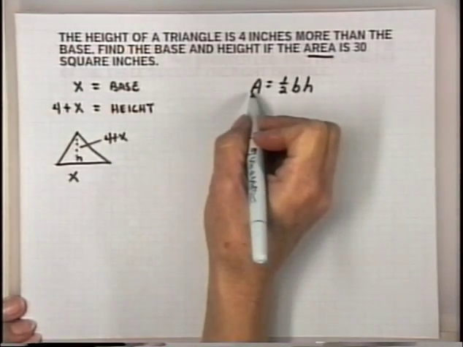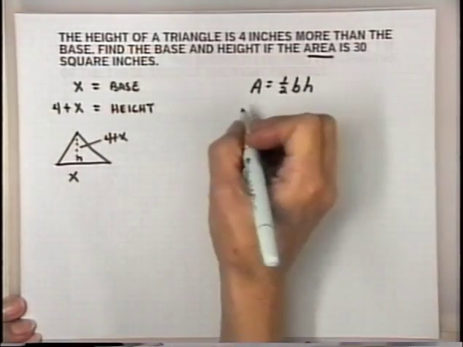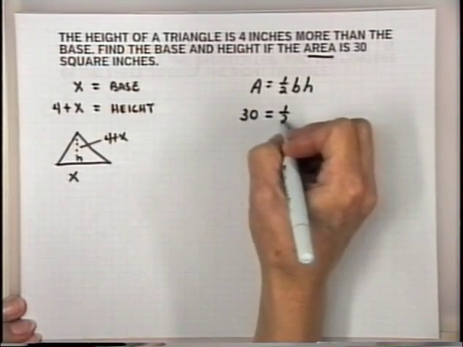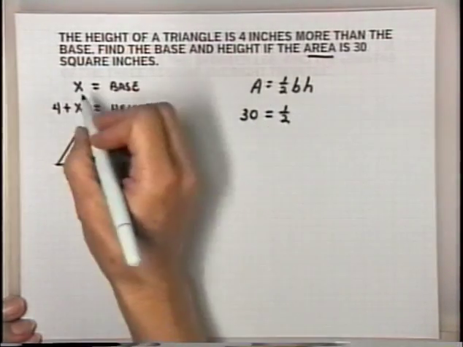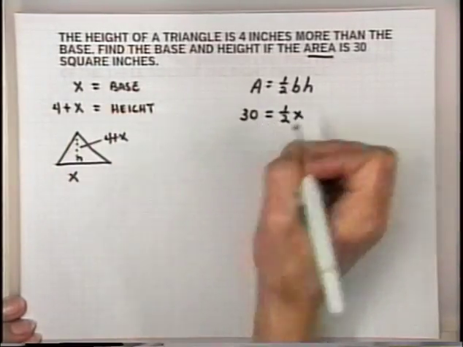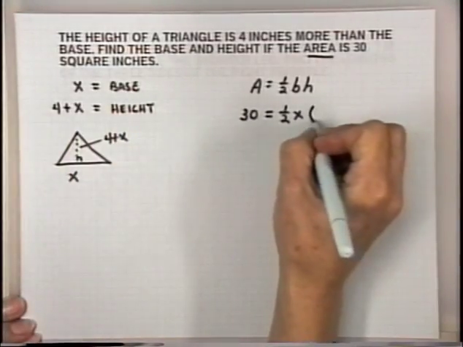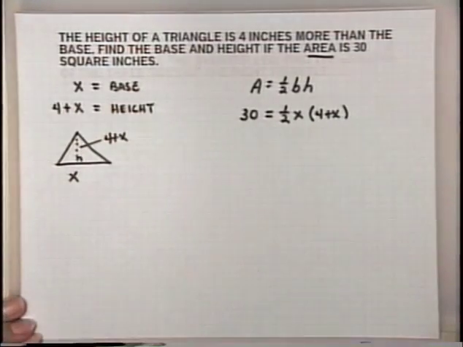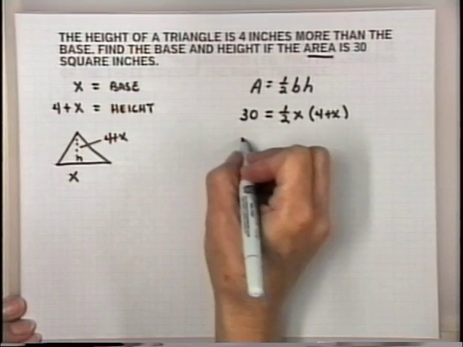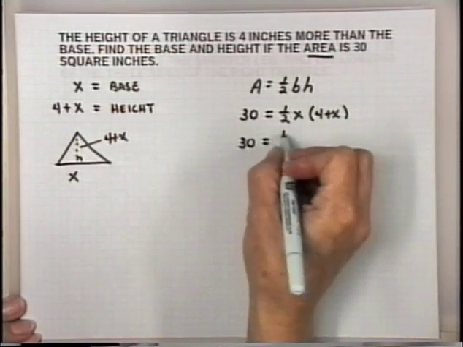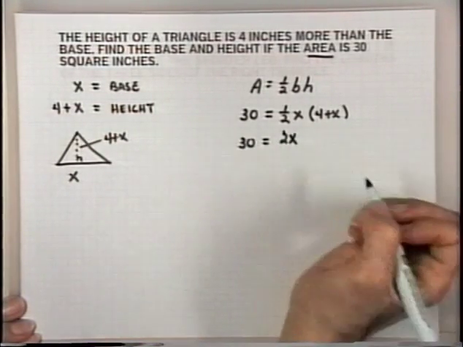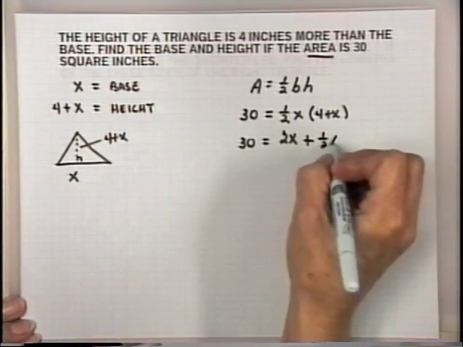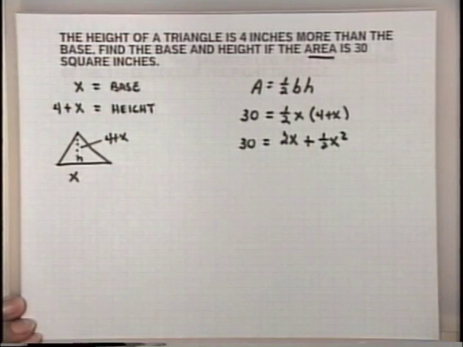Let's fill into our formula. Area is 30 square inches, so we'll place a 30 in place of A. I have 1/2 times B. Our base, B, is x, and then our height, h, is 4 plus x. Let's clear the parentheses. 30 equals 1/2 times 4 is 2x, plus 1/2 x times x is 1/2 x squared.